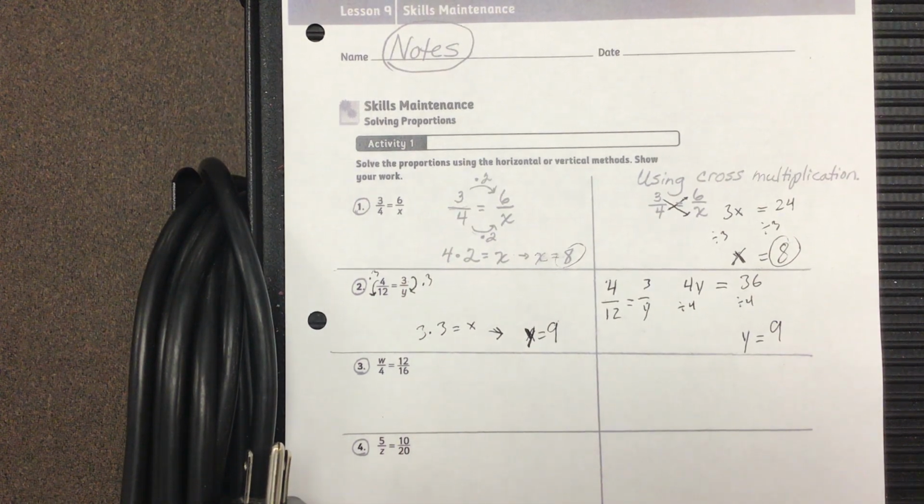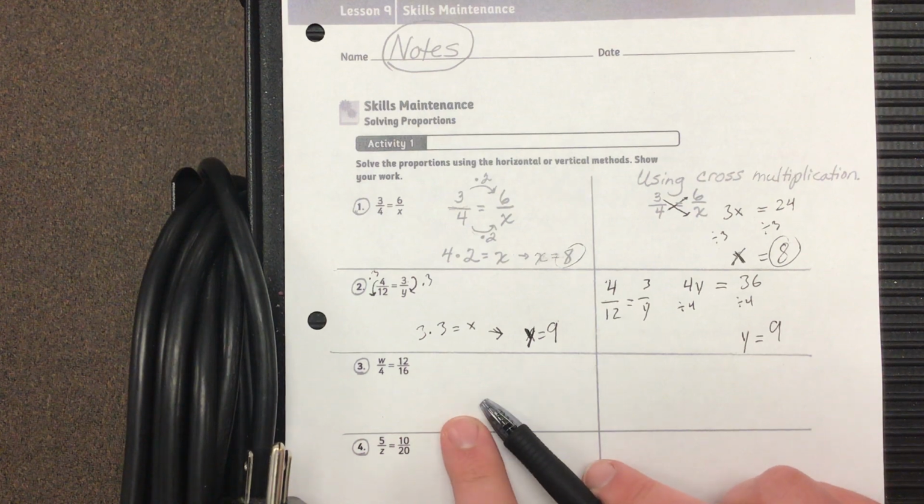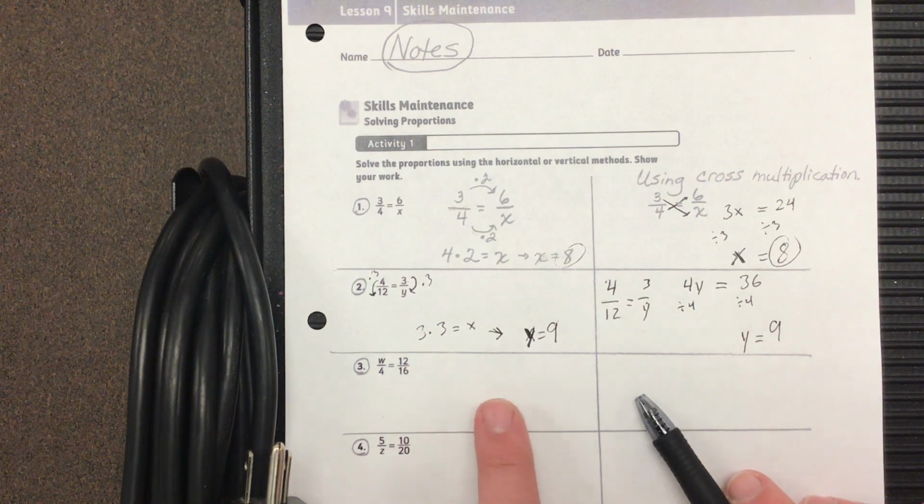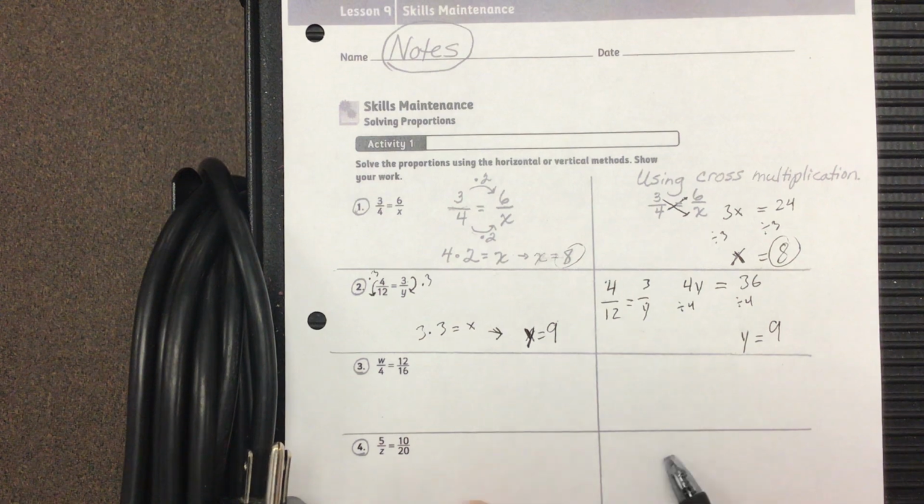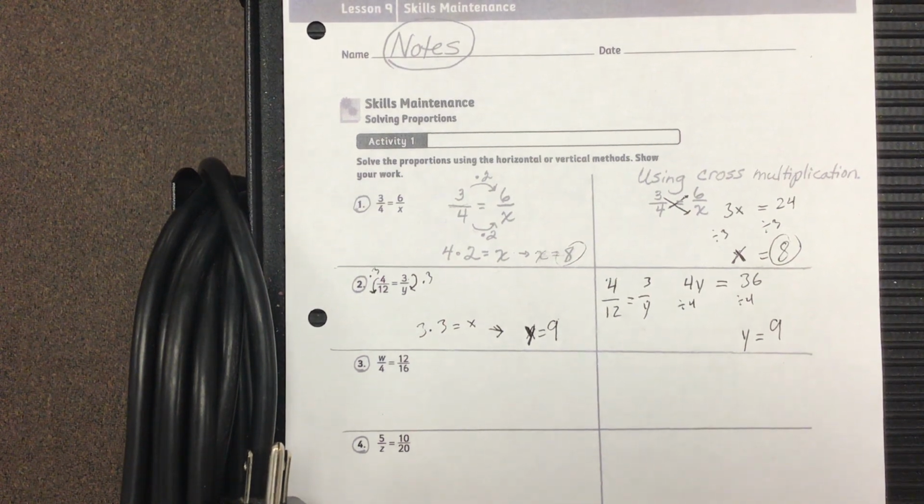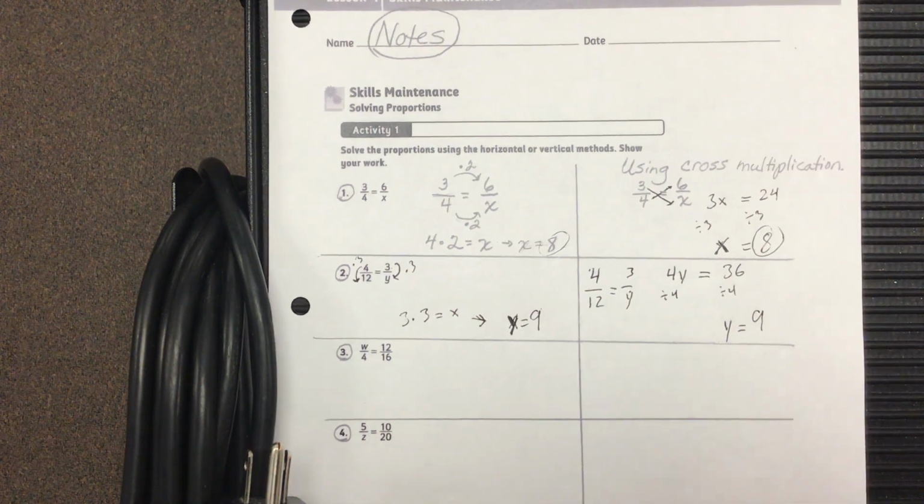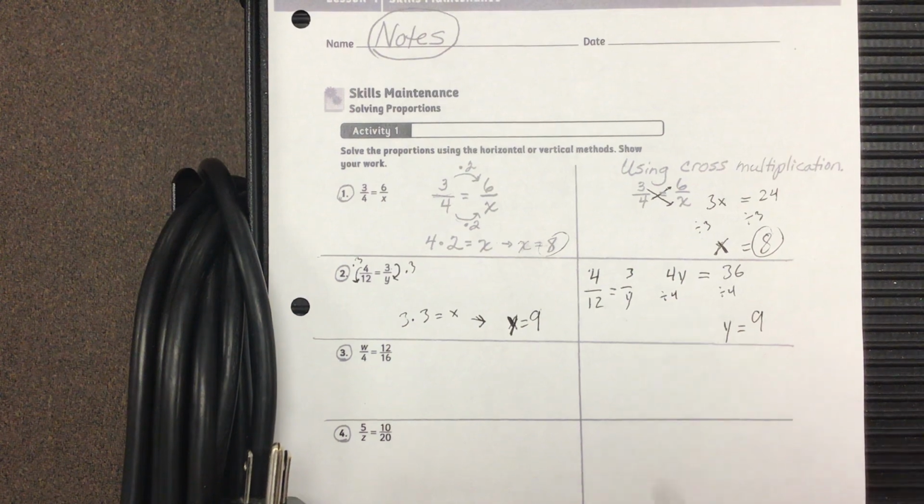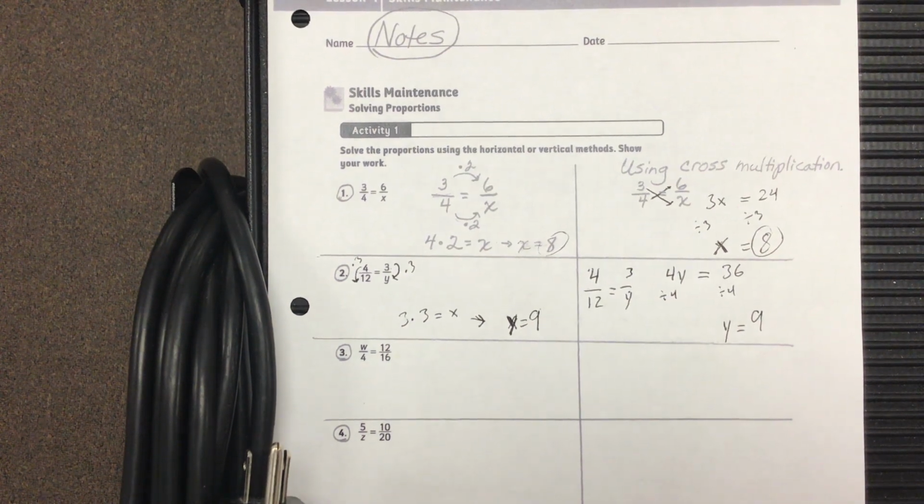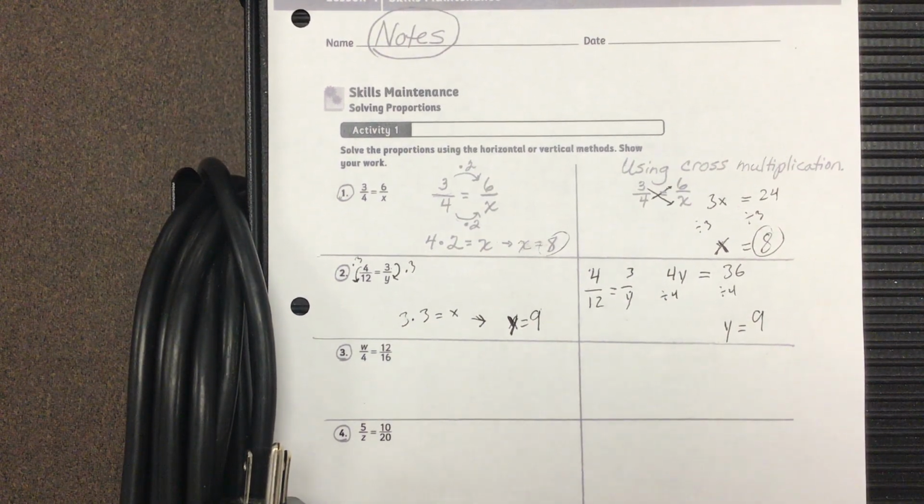For these last two, Landon and Kira, why don't you guys try number 3? Do both of them. And then Caleb and Maddie, you guys try number 4. Use horizontal, vertical, and cross multiplication on both those. Did I divide by 4? Yes, this we divide by 4. You and Kira are doing number 3.